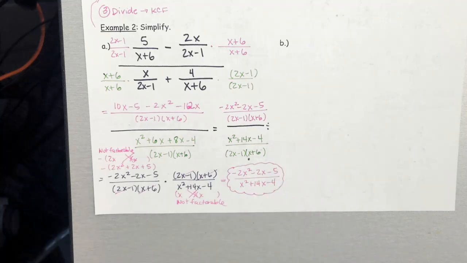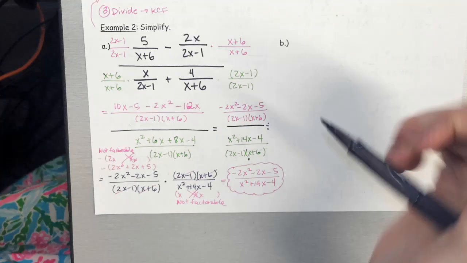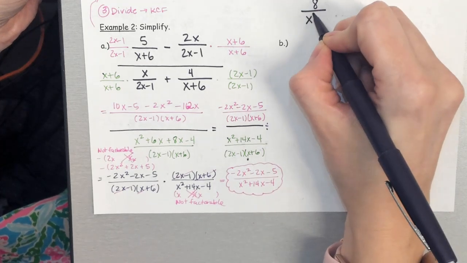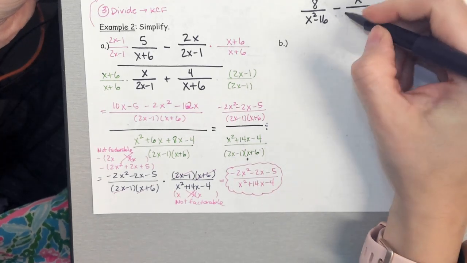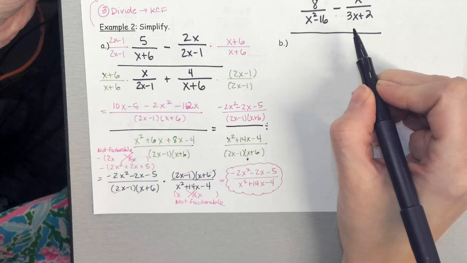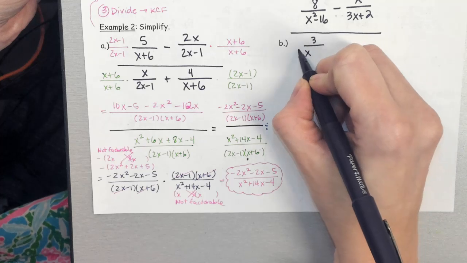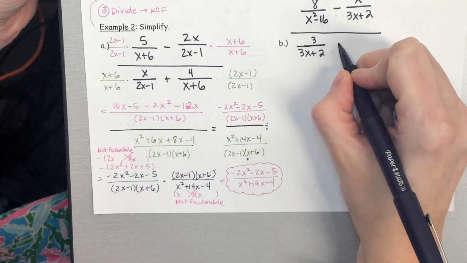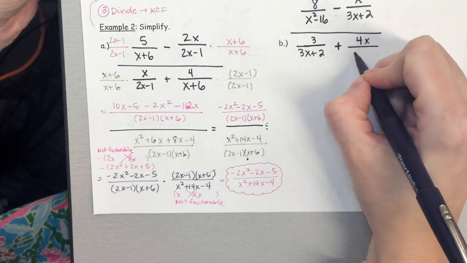All right, and then for B, I'm going to use some of the space up here. So we have 8 over x squared minus 16, minus x over 3x plus 2, and then 3 over 3x plus 2, plus 4x over x squared minus 16.